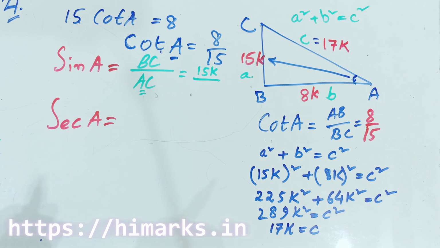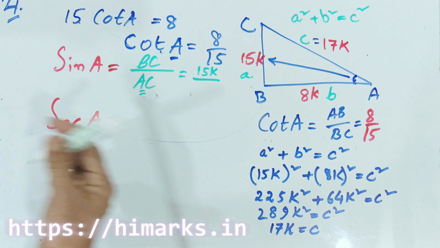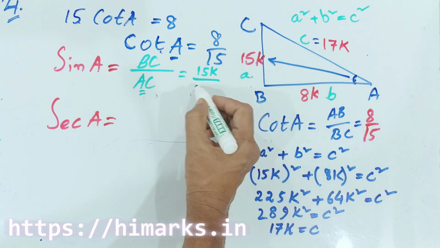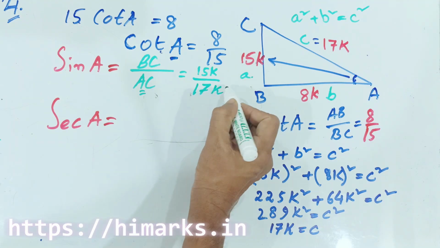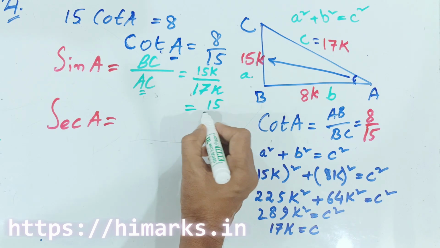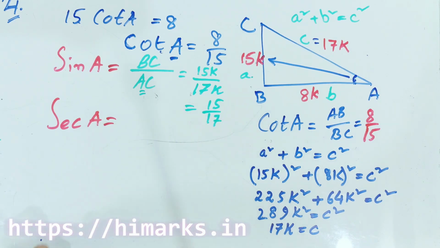Now we are able to write this AC as 17k. So k and k cancel, and we get 15 by 17. This is sin A here.